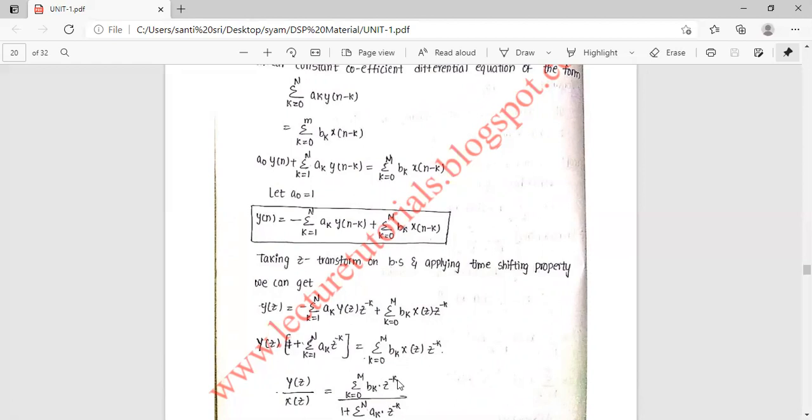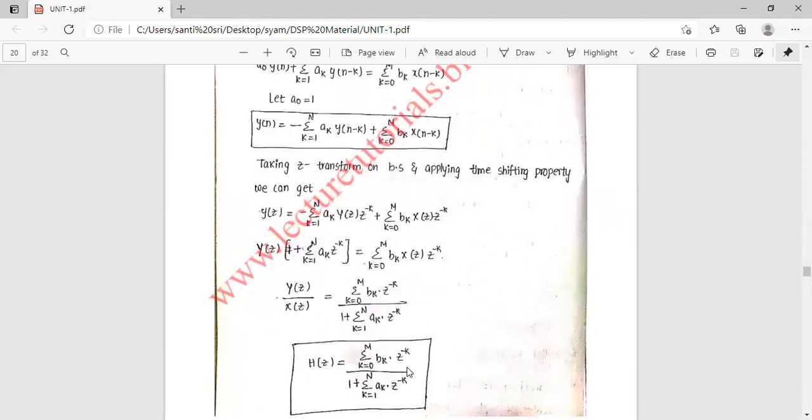sigma k equal to 0 to M b_k z^(-k) by 1 plus sigma k equal to 1 to N a_k z^(-k). So Y(z) by X(z) is nothing but H(z). So it is equal to sigma k equal to 0 to M b_k z^(-k) by 1 plus sigma k equal to 1 to N a_k z^(-k).